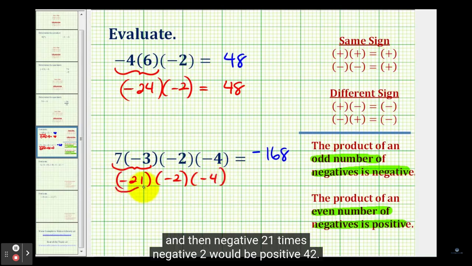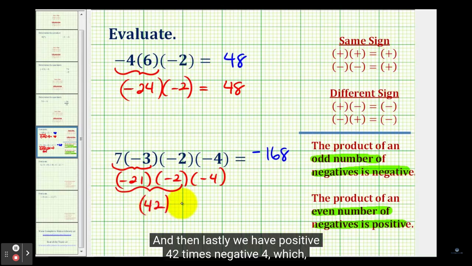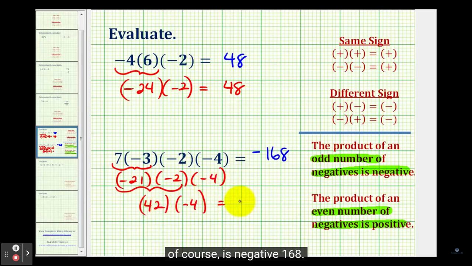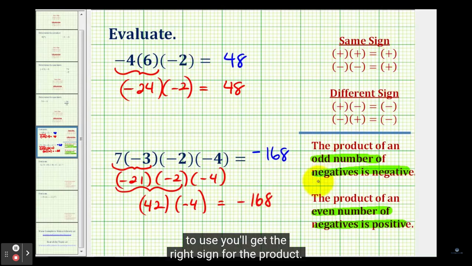And then negative 21 times negative 2 would be positive 42. And then lastly, we have positive 42 times negative 4, which of course is negative 168. So whichever method you want to use, you'll get the right sign for the product.